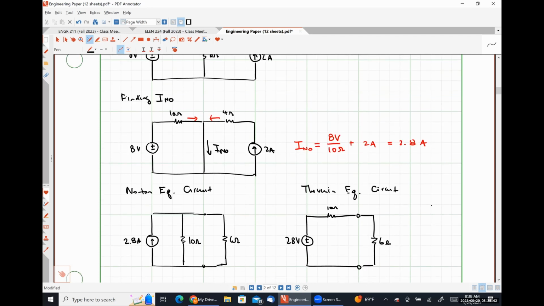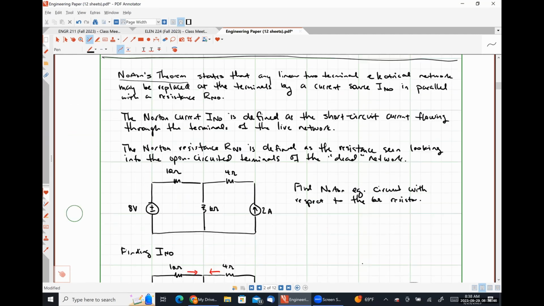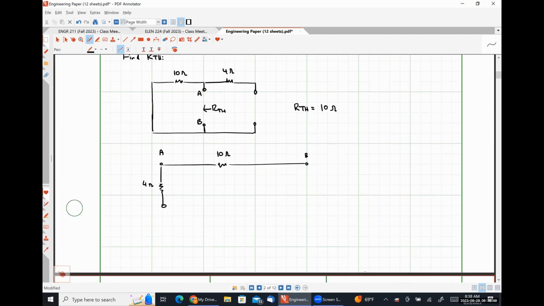So we found the Norton current, 2.8 amps. We found the Norton resistance previously because the Norton resistance is defined in the exact same way as the Thevenin resistance. So once I know those two pieces of information, I know what my Norton equivalent circuit is going to look like, because Norton's theorem tells me that the Norton equivalent circuit is a current source in parallel with a resistor.